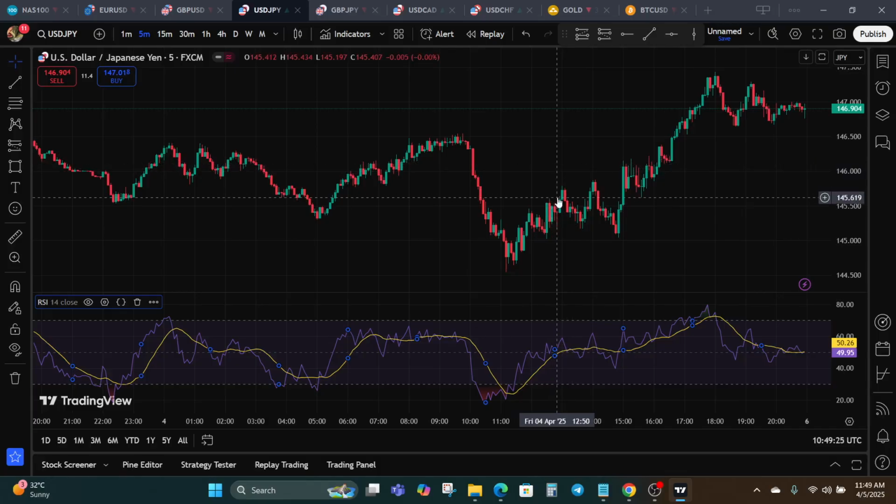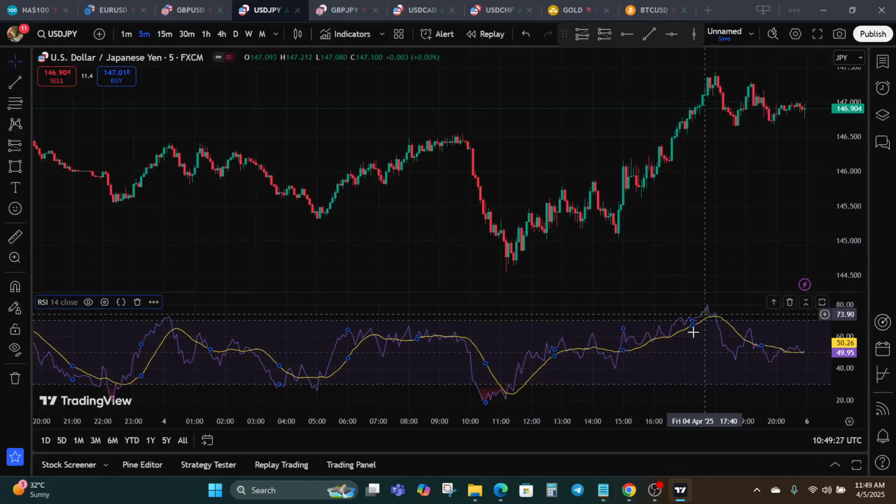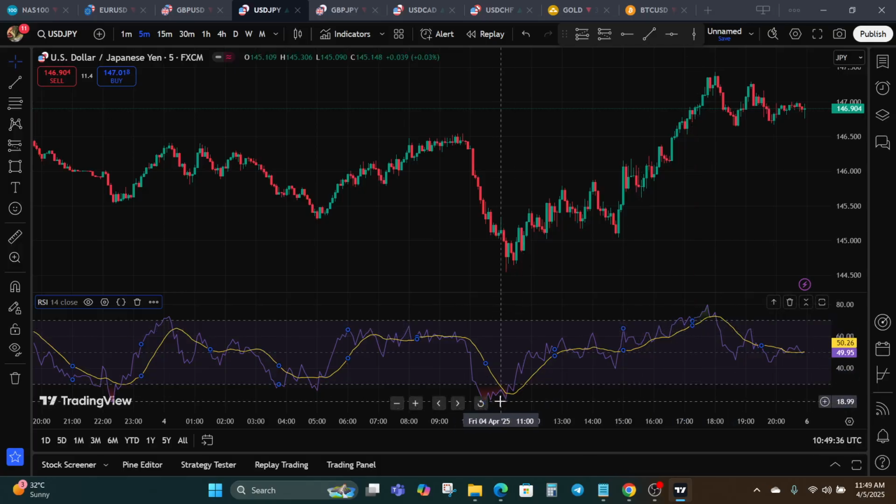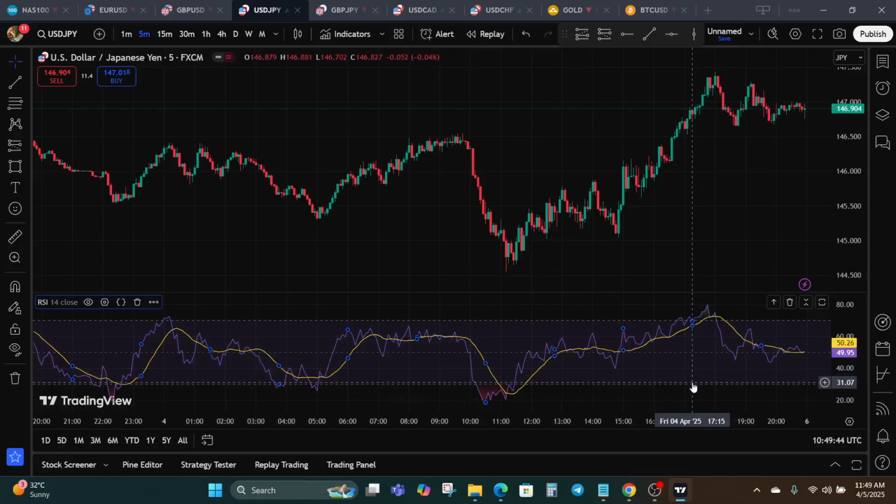You'll also want to keep an eye on the key levels, the 70 and the 30 levels. When the RSI crosses above the 70, the market is considered overbought. When it crosses below the 30, the market is considered oversold. So these levels will be critical in identifying potential entry and exit points.